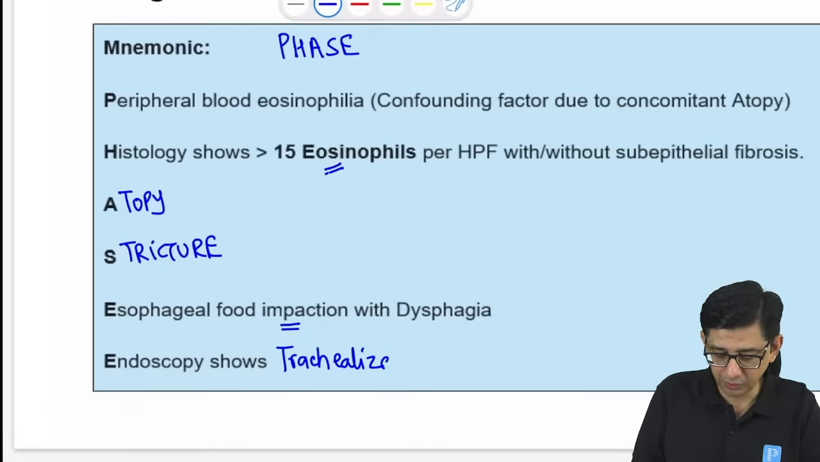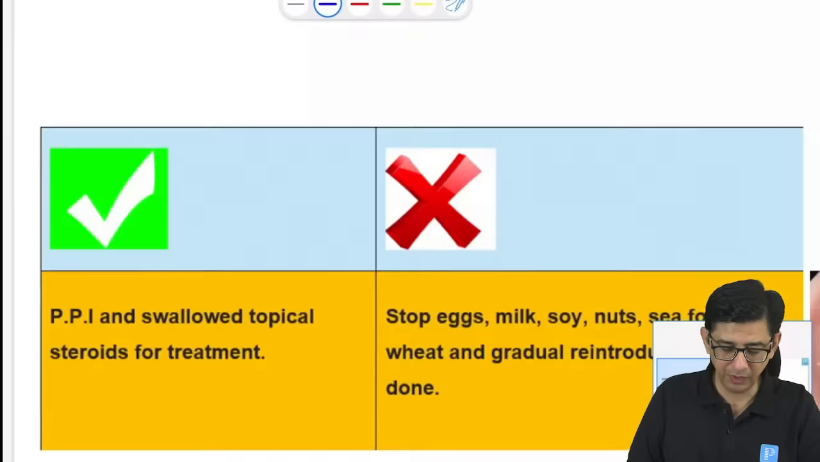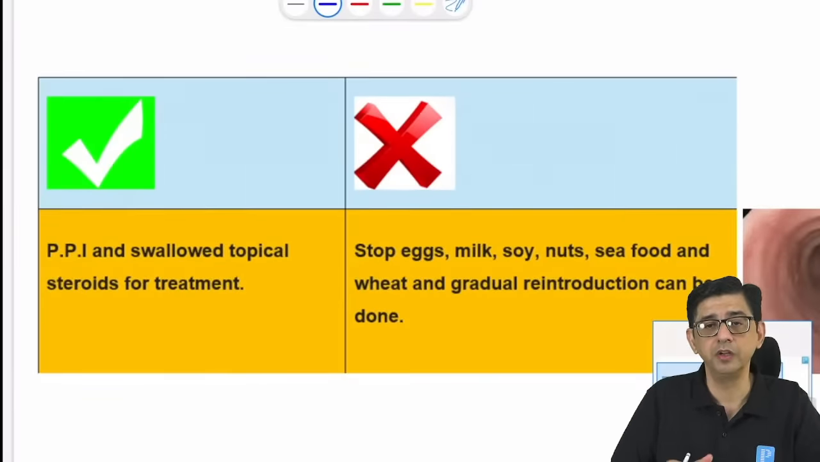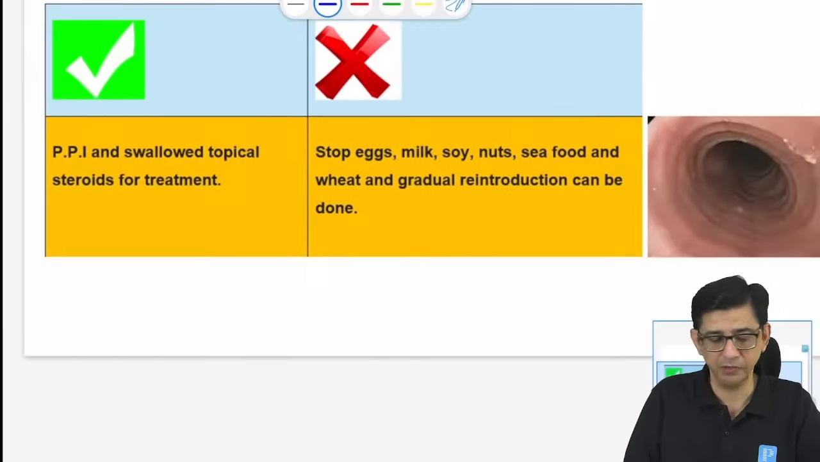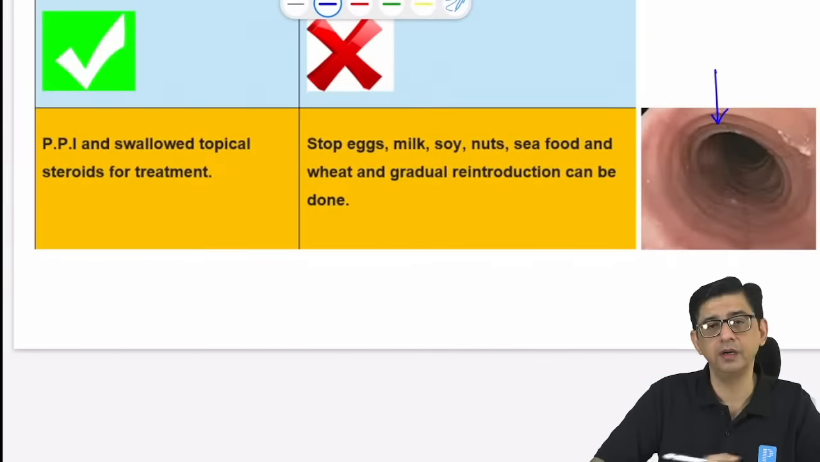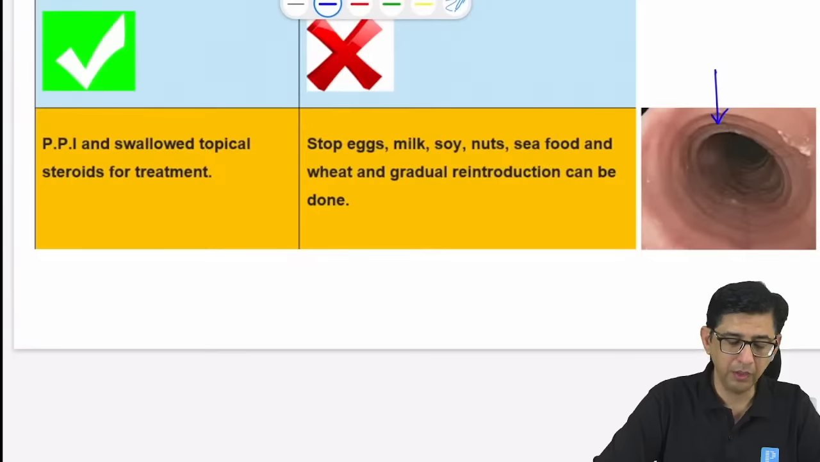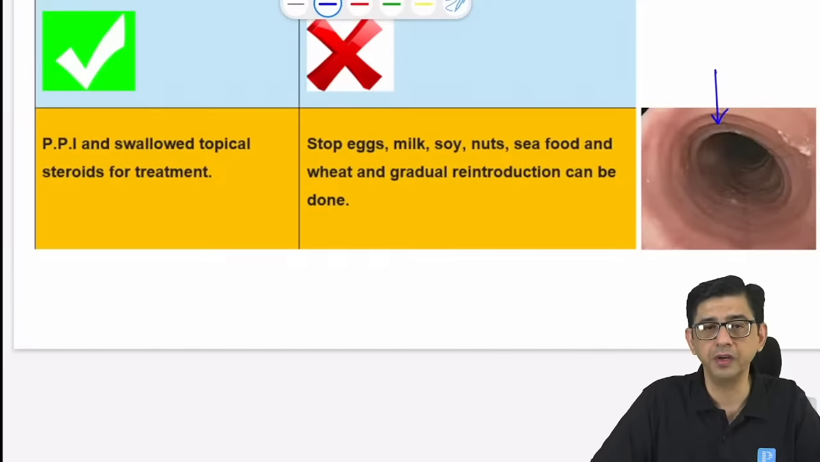Well, what do you use for the treatment of this condition? You will be using steroids. So the person can swallow topical steroids. Budesonide is a very good option, which will help in treatment of this condition, along with PPI, that is proton pump inhibitors. And as somebody mentioned the trachealization component, I've just shown an endoscopy image related to the same. And then PPI and swallowed topical steroids for treatment, as I mentioned.